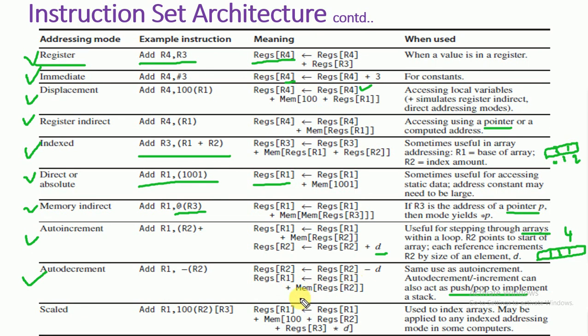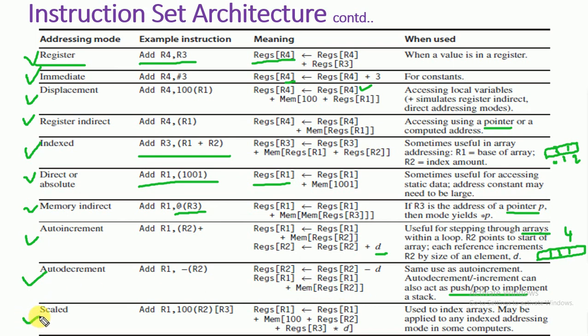Then the operation: register R1 will be added with the content of register R2. That is not the content of register R2 itself. The content of register R2 is an address. That address's memory content will be added with register R1 and the result is stored in R1. So first it will decrement, then the operation will be executed.